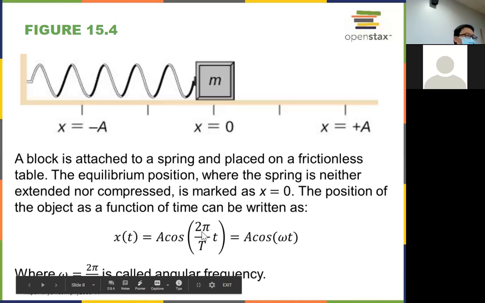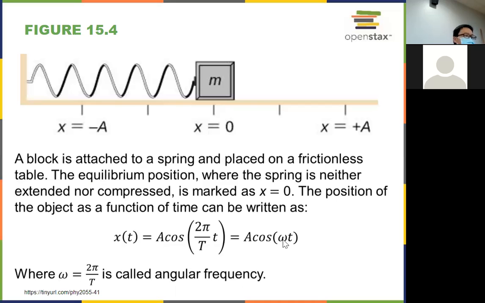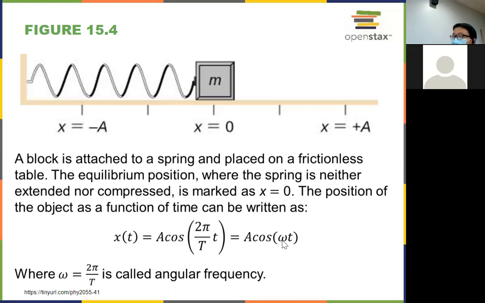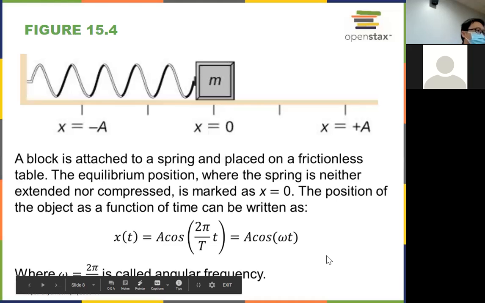In one period, you can see the angle in the circular motion is 2 pi. So this is the angular frequency here. We call it angular frequency, but it's the same thing we will see in circular motion, the angular speed, or angular velocity. That's omega there.